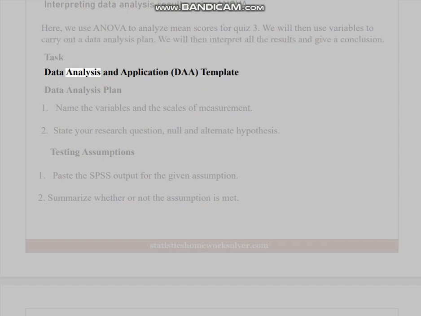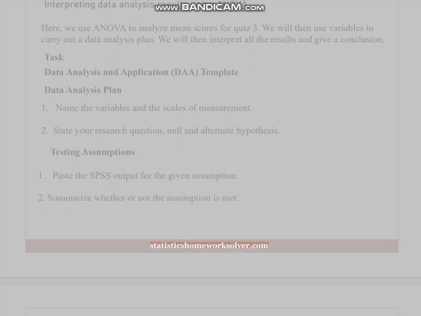Task: Data Analysis and Application, DAA, Template. Data Analysis Plan: 1. Name the variables and the scales of measurement. 2. State your research question, null and alternate hypothesis. Testing assumptions: 1. Paste the SPSS output for the given assumption. 2. Summarize whether or not the assumption is met.